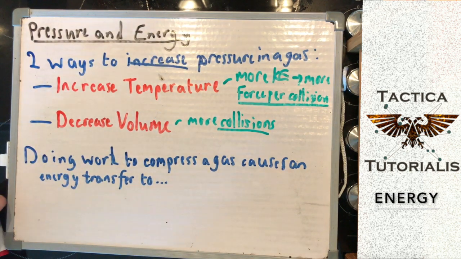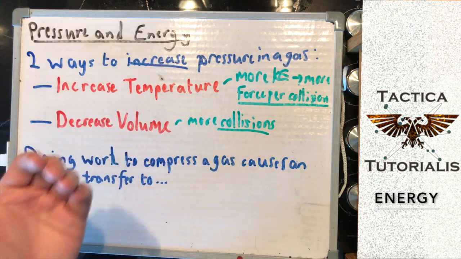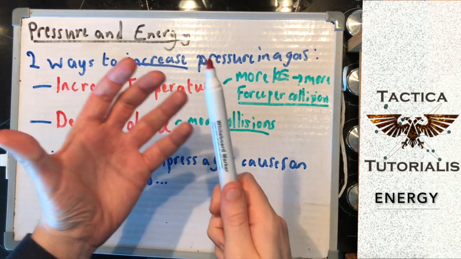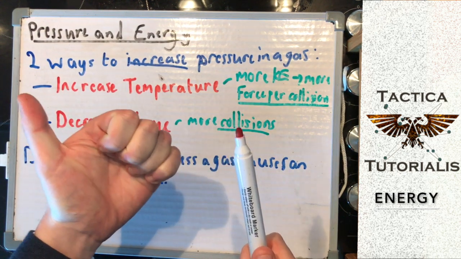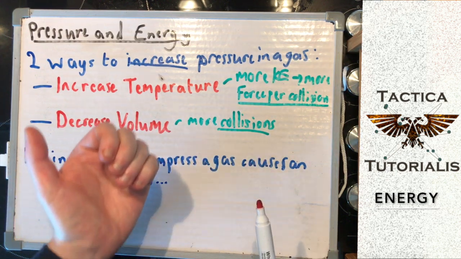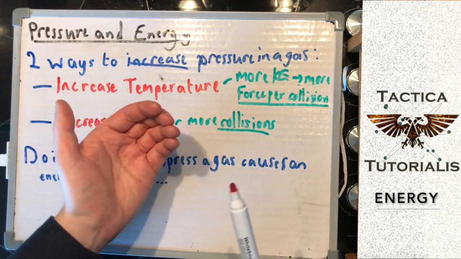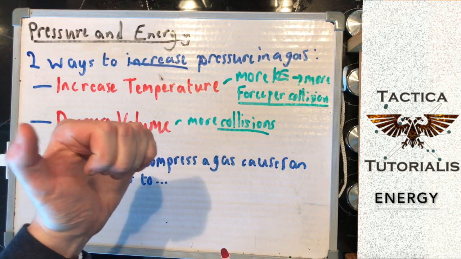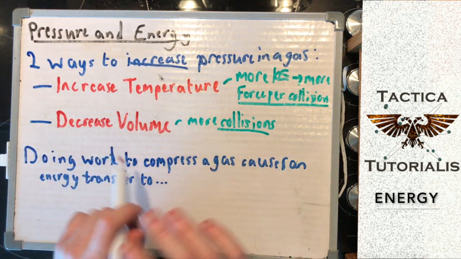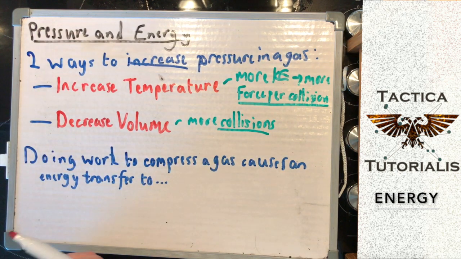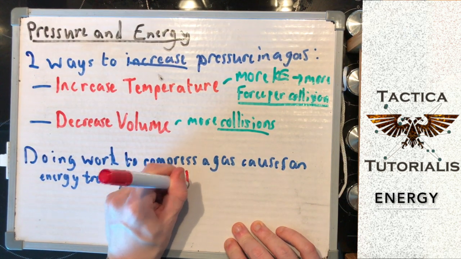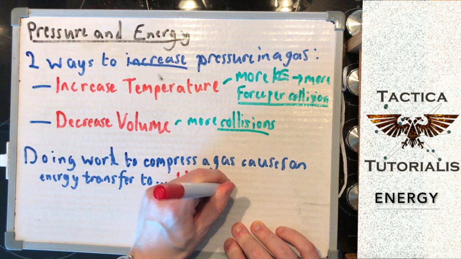But this last bit, this is something that I had actually not even considered before when I've taught this the first time. So, when you compress a gas, in a syringe, for example, if you have a syringe and you compress the gas in it, you have to put some work in, literally. You have to apply work to the syringe to push it down. So doing work on the gas by compressing it causes an energy transfer. And the store that it is transferred to is called the internal energy store.